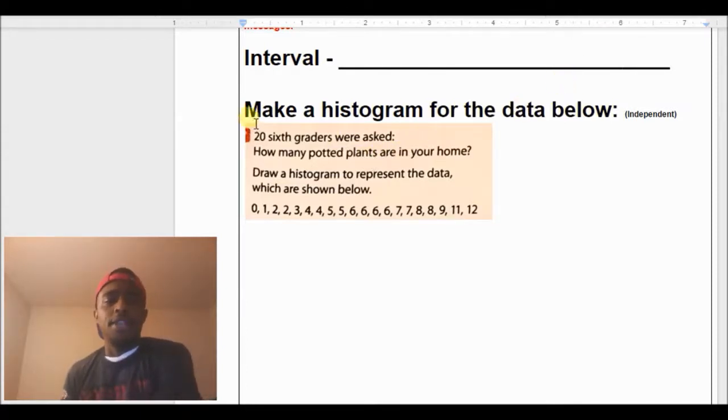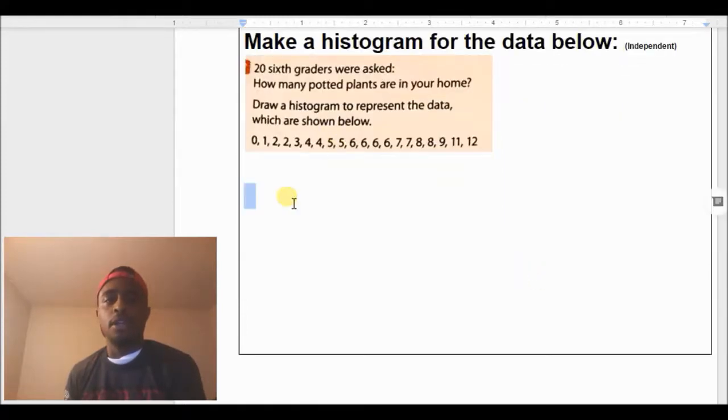All right, this part is also independent practice. It says to make a histogram for the data below, and you do this by yourself, all right? Do not come into the classroom with this part empty tomorrow, all right? Make sure you read this question, and then you make a histogram here in this section that I provided for you.